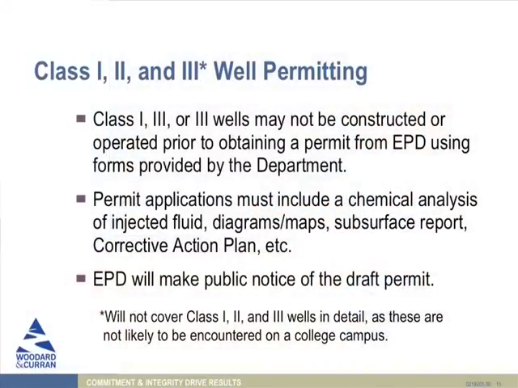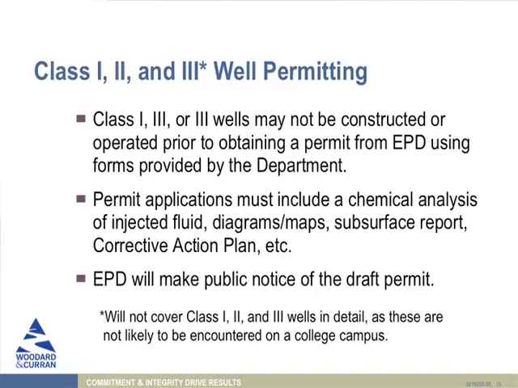So if you have a well, what does that mean? I had a question earlier. What do you have to do with it? Go through this quickly because, again, I don't think we're going to run across these wells, but Class 1, 2, or 3 wells have to be permitted. They may not be constructed or operated prior to obtaining a permit from EPD. The applications have to include a chemical analysis of injected fluids, diagrams, maps, subsurface reports, corrective action plans. It's quite a process to permit them.